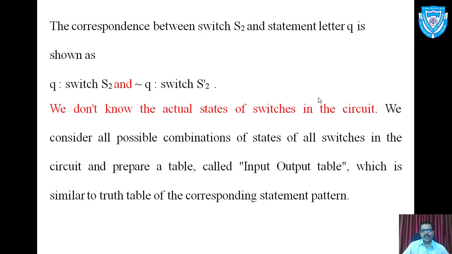We don't know the actual states of the switches in the circuit. Whenever we operate the switching circuit, there may be different states of the switches. So whenever we draw the circuit diagram on paper, we don't know the states of the switches at that time. They may vary accordingly. We consider all possible combinations of states of all switches in the circuit and prepare a table called the input-output table.